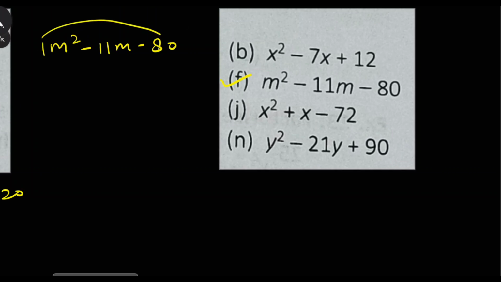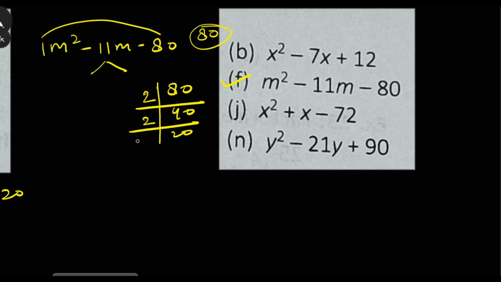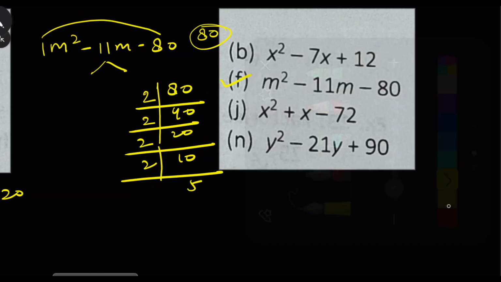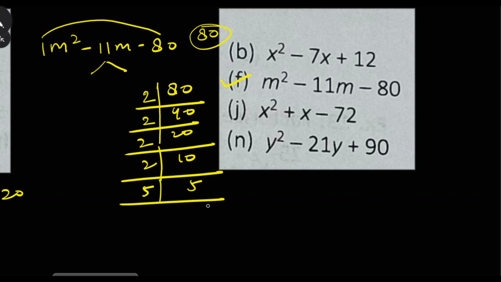Multiply 1 into 80, you will get what? You will get 80. So how are you going to get 80 on splitting 11? Okay, so here you are not able to get it properly. If you're not able to get it properly, find out the factors of 80 first. So you will have 2, 40, 2, 20, 2, 10, 2, 5, and here will be 5, 5, and you will get 1.